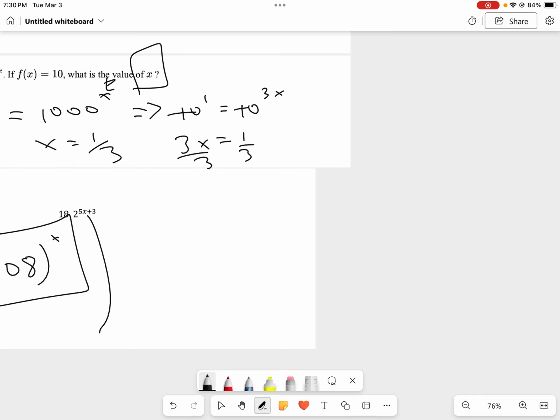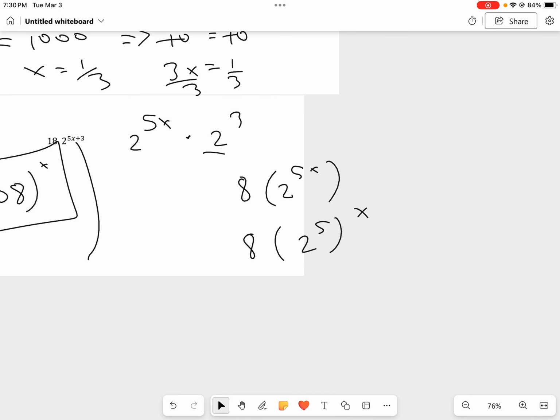Okay, this next one. It's simple. We just break it up. 2 to the 5x times 2 to the 3. 2 to the 3, we can simplify that. That's just 8. And then we have just 8 times 2 to the 5x. And like we said again, 2 to the 5 times x is just 2 to the 5 to the power of x, which is the same thing as 8 times 32 to the power of x. And that's our equation.